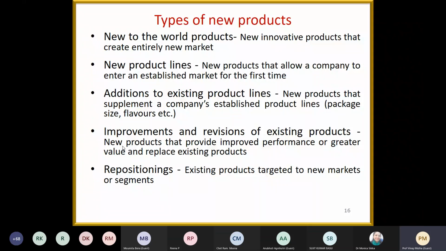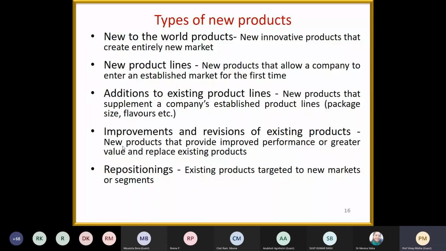Then there are improvements and revisions of existing products. These are new products that provide improved performance or greater value and replace the existing products. So with this, you are improving the performance of these products, adding certain features and attributes which are not already there. You introduce these features and create them as a new product which will be replacing the old one.